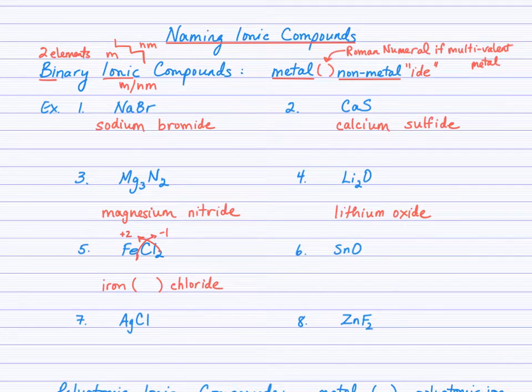So uncross and then check. Check your periodic table. Does the chloride ion have a negative 1 charge? If it does, then the charge that you have for that iron is correct. And so this is iron(2) chloride. Now let's try number 6.